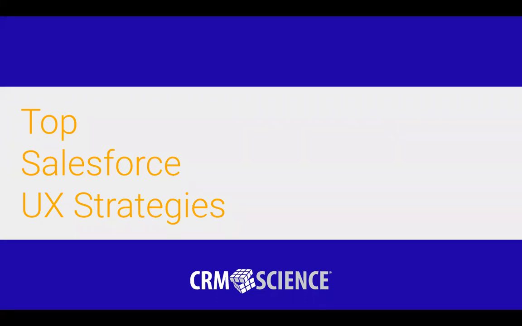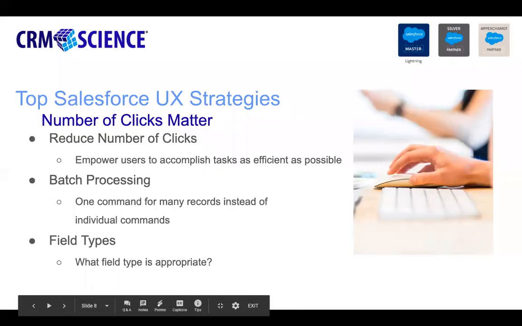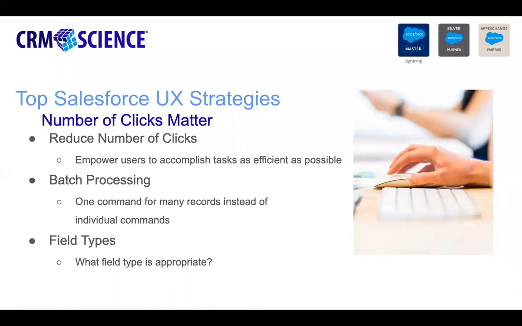So let's talk about some top Salesforce UX strategies. Our first strategy is number of clicks matter. And this is a really important one because we can empower the user by allowing them to accomplish their tasks as efficiently as possible. One really easy way to do this is through click reduction. The main point here is, why should it take 3 clicks to achieve something that could only be done in 1? And users will appreciate this efficiency because it will allow them to do their job faster. Who doesn't want that, right?